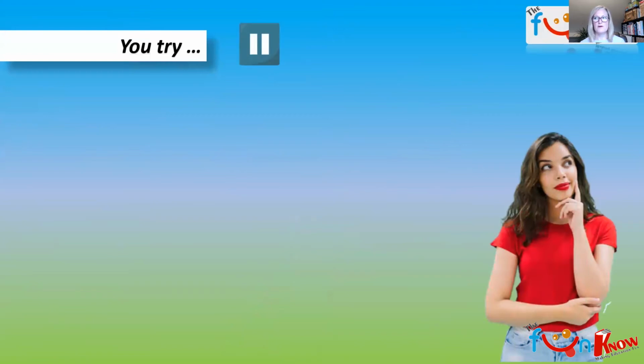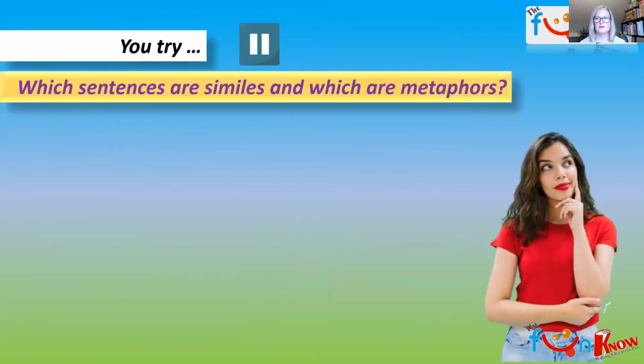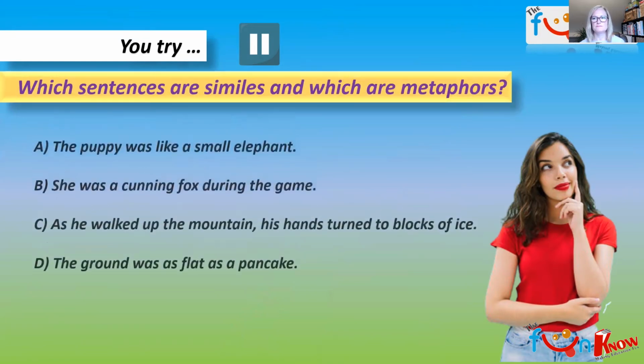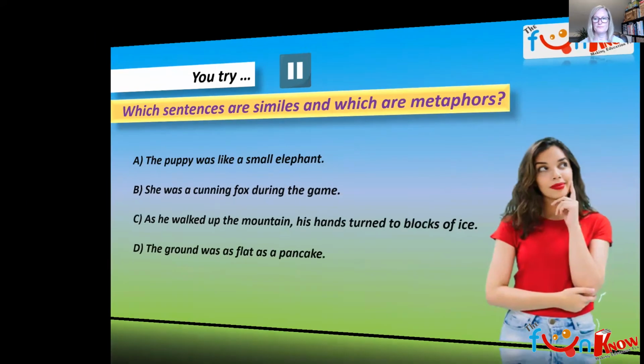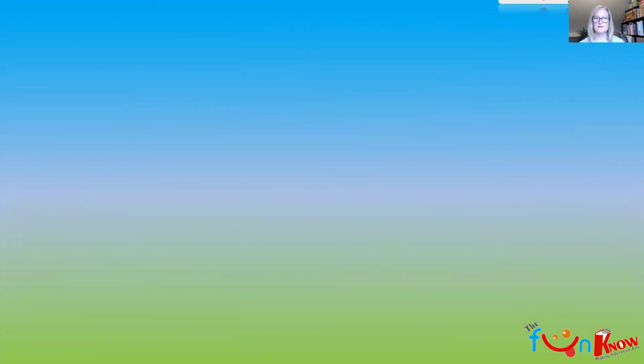So have a go and pause the video once the instructions have come up on the screen. Which sentences are similes and which are metaphors? A. The puppy was like a small elephant. B. She was a cunning fox during the game. C. As he walked up the mountain, his hands turned to blocks of ice. And D. The ground was as flat as a pancake. So pause the video if you haven't already.